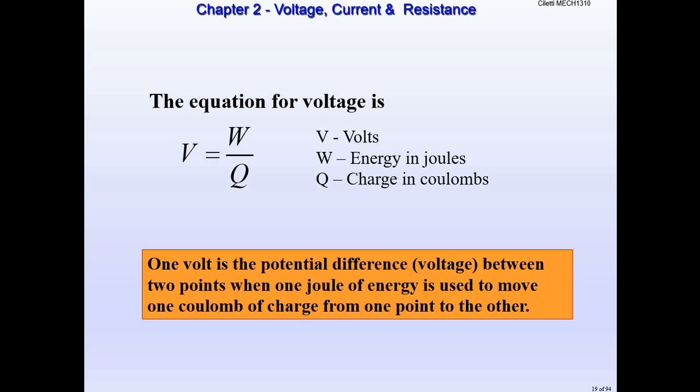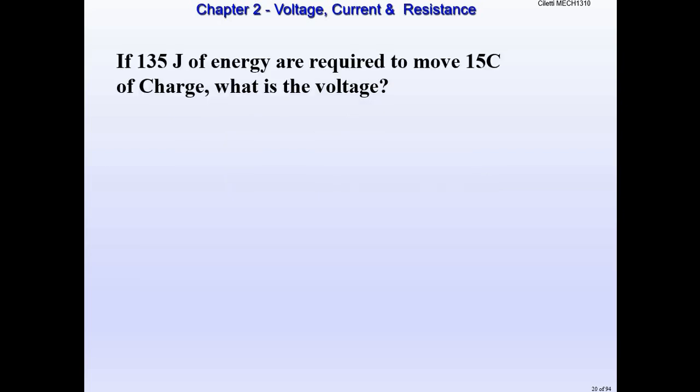Alright, so the definition is down here. 1 volt is the potential difference between 2 points when 1 joule of energy is used to move 1 coulomb of charge from one point to another. So moving joules of energy, divided by charge. That's how we're going to get that voltage. Alright, so let's do an example here. I have 135 J, that's joules of energy, required to move 15 coulombs of charge.